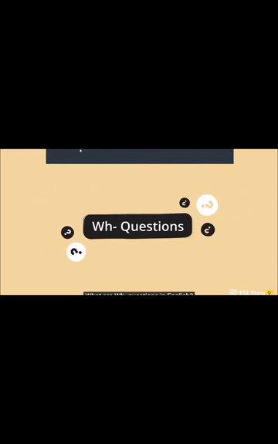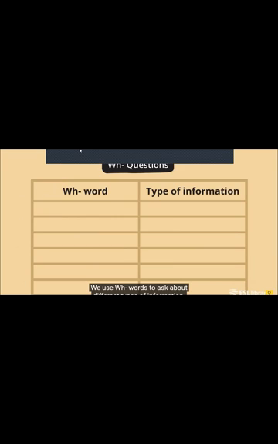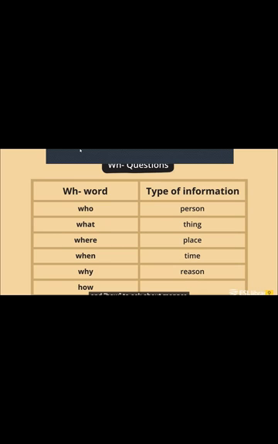What are WH questions in English? We use WH words to ask about different types of information. We use who to ask about a person, what to ask about a thing, where to ask about a place, when to ask about time, why to ask about a reason, and how to ask about manner. The answers to WH questions provide the information that we ask about. For example, what are you doing? I'm studying. When does this class start? It starts at 9 a.m.